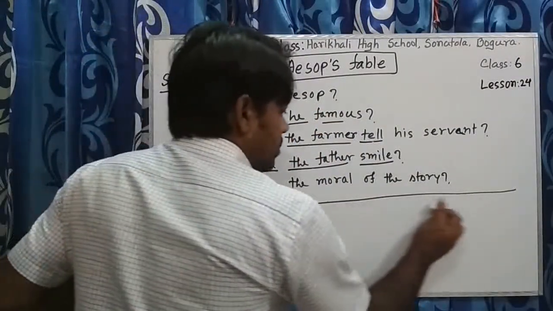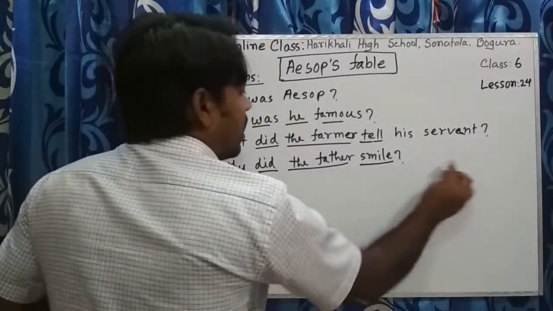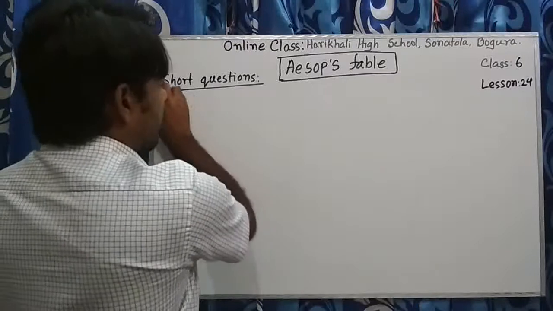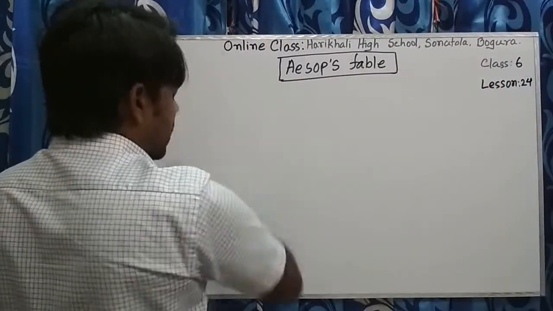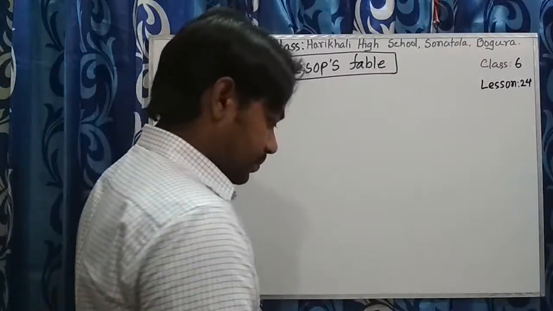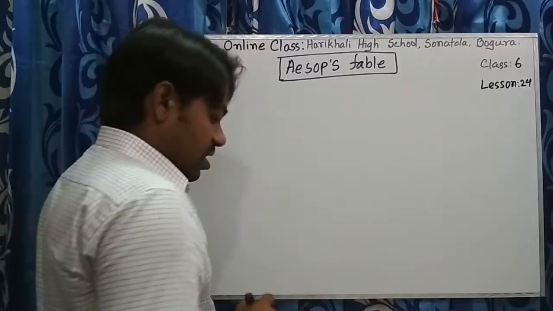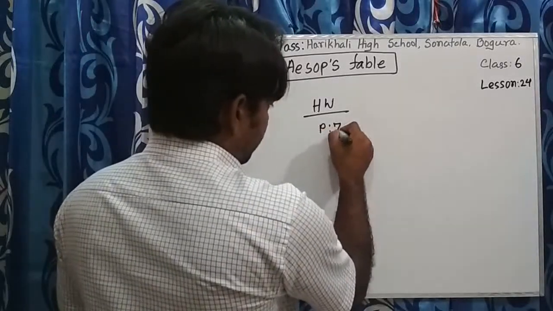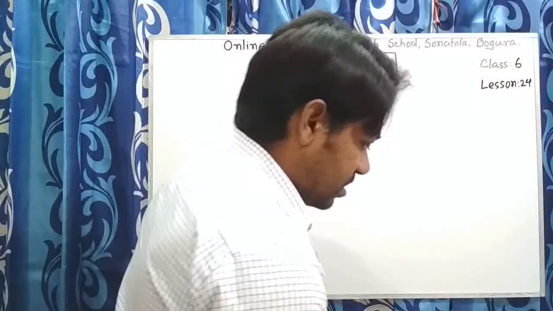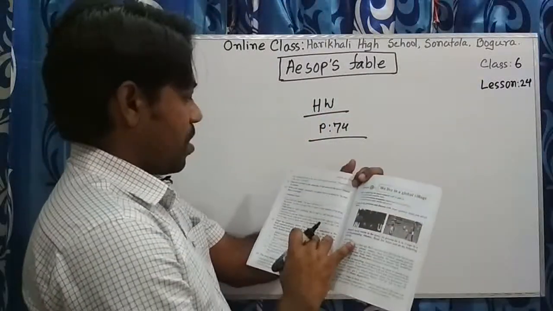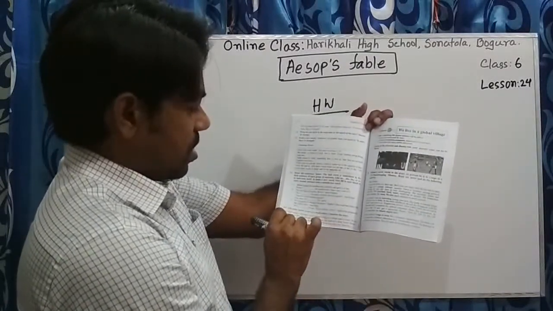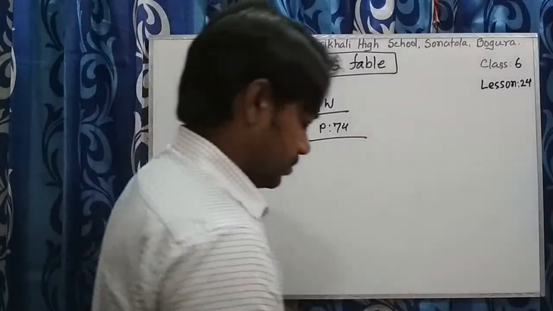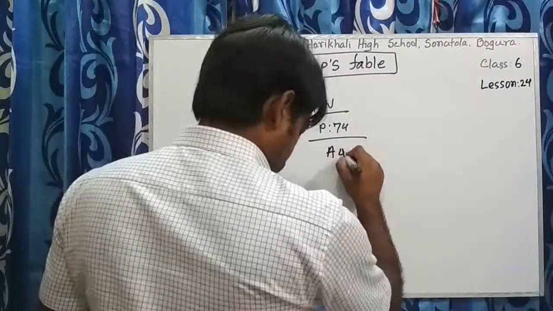So I think your answer was also correct, and if you find any problem, you can ask me through comment, through mobile phone, or any other way. So now your homework, page number 74, A4, complete the story. This is your homework.